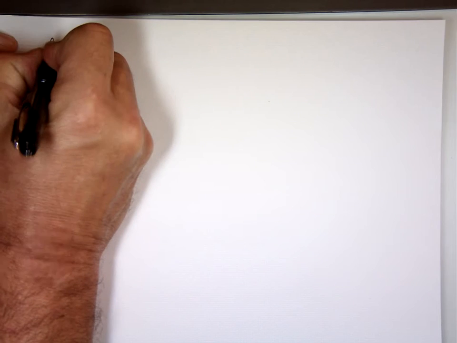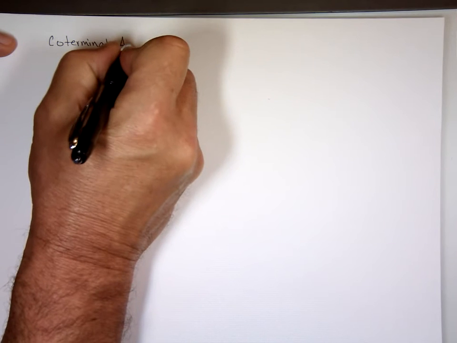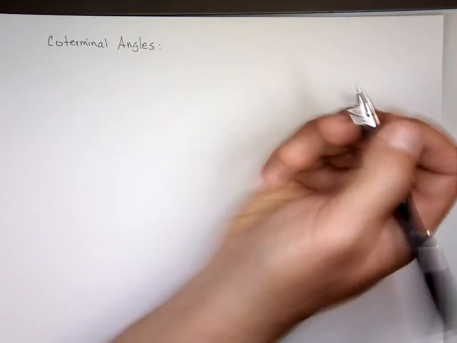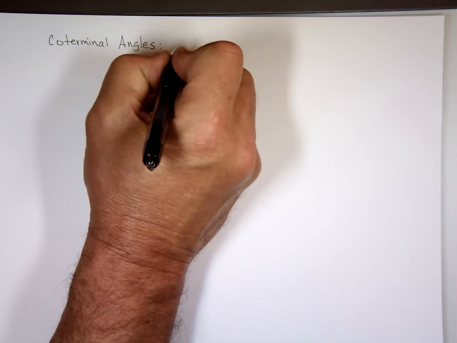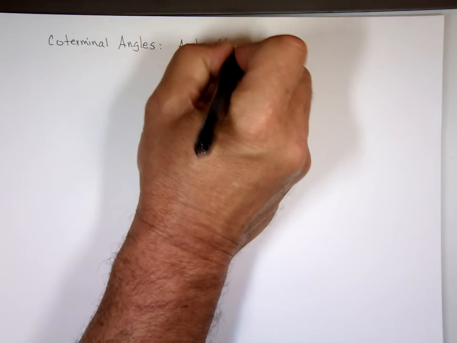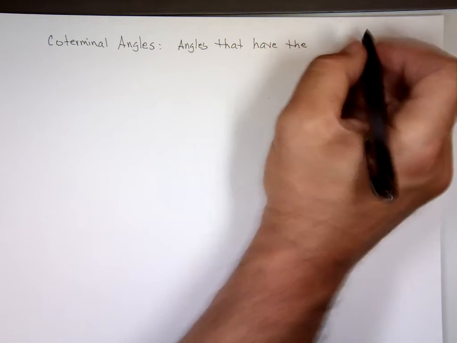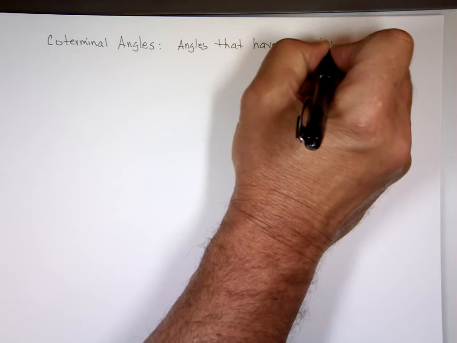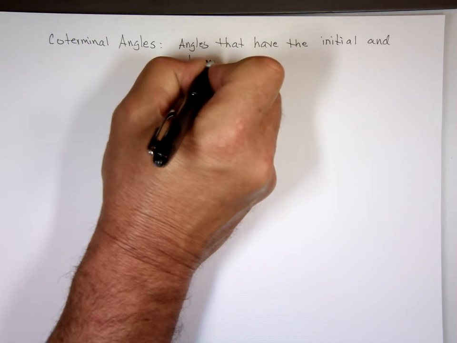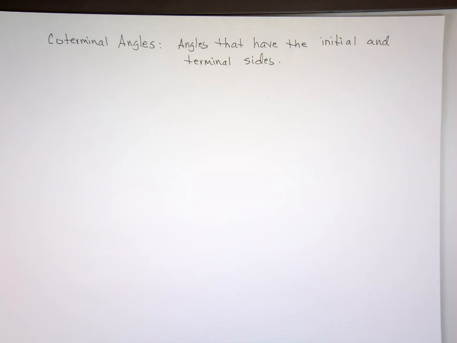So the book will talk about coterminal angles. What does that mean, coterminal angles? It says any angle or angles that have the same initial and terminal side. Initial and terminal side. So let me draw that. Here we go.